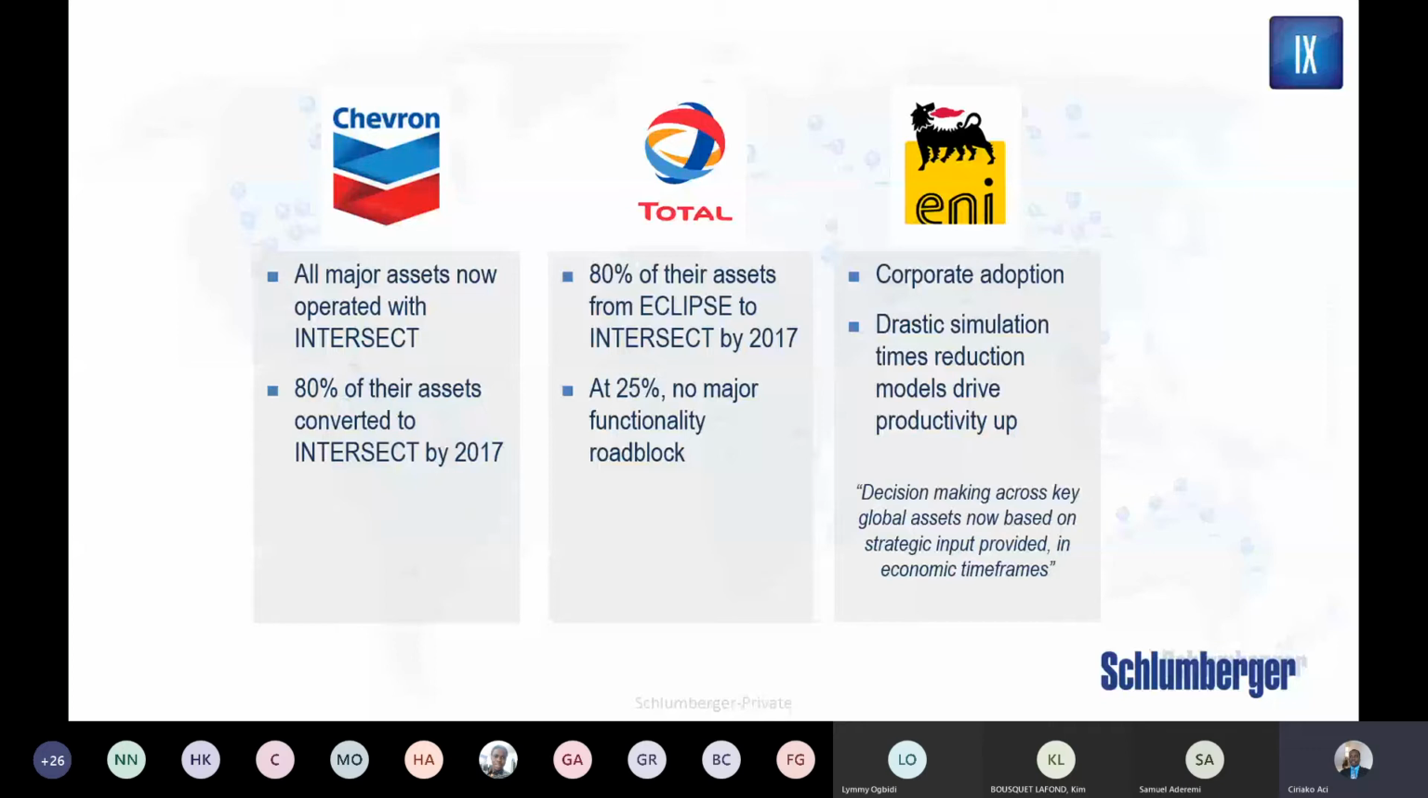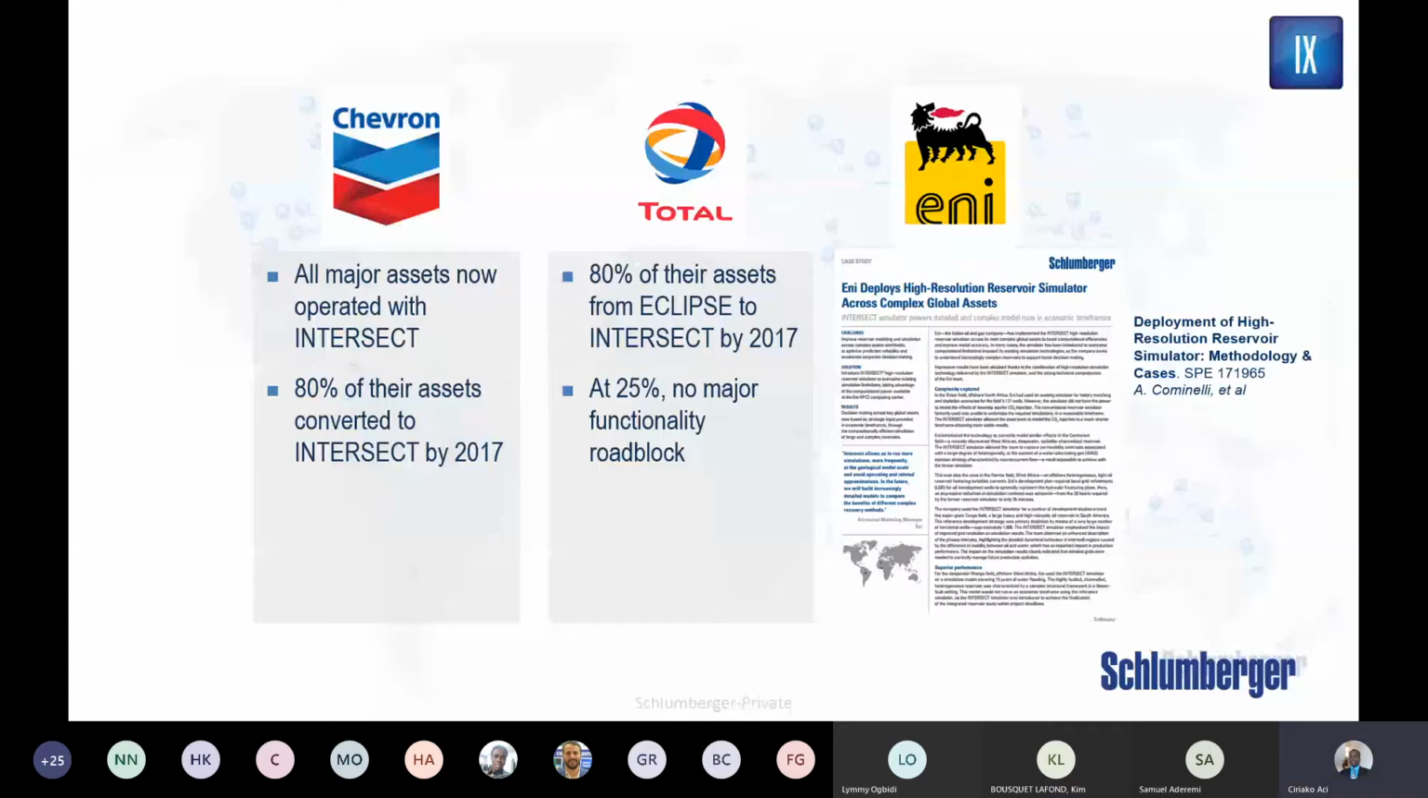Just an example here is ENI. It has in its corporate adoption used Intersect, and they have seen a drastic simulation time reduction in their simulation. And there's even an SPE paper for this result, and many more references you can easily get about Intersect simulation and its power and how it has helped so many operators out there, including the regulators in quality checking, and also national oil companies in developing their own assets in their countries.